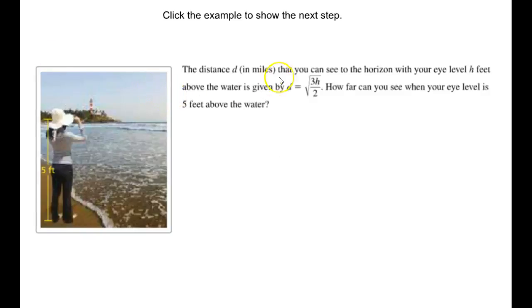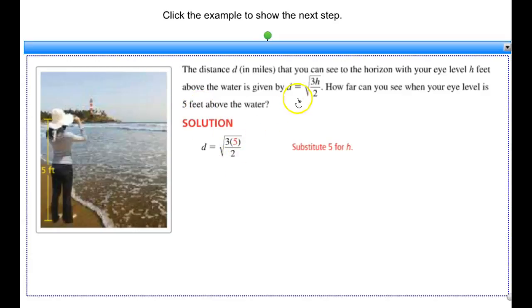The distance d in miles that you can see the horizon with your eye level h feet above the water is given by this radical expression. How far can you see when your eye level is 5 feet above the water? So all I have to do is, I'm given an h value of 5, and I substitute that in. So then I end up with 3 times 5 over 2, which is 15 over 2.